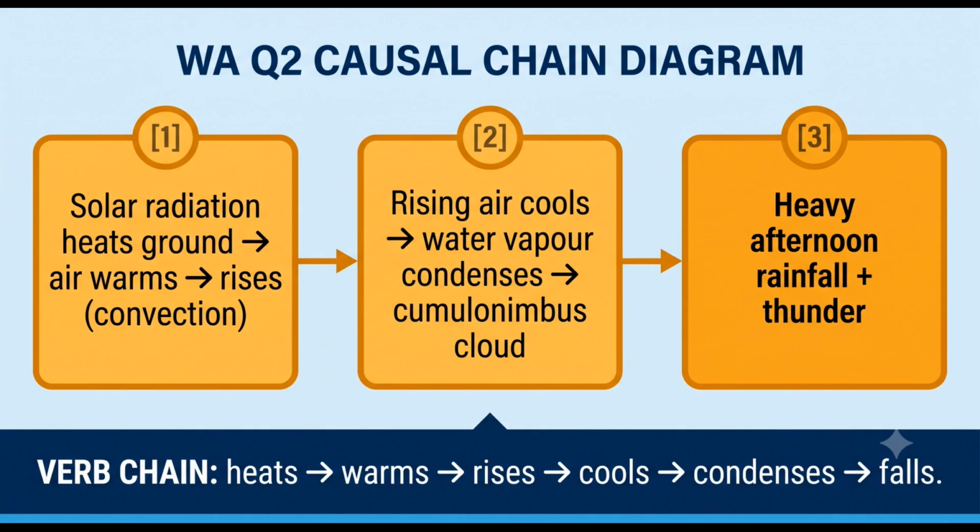3 steps, 3 marks. The key is causal language: heats, warms, rises, cools, condenses, falls. Each verb leads to the next. If you use that verb chain, the marks follow naturally.